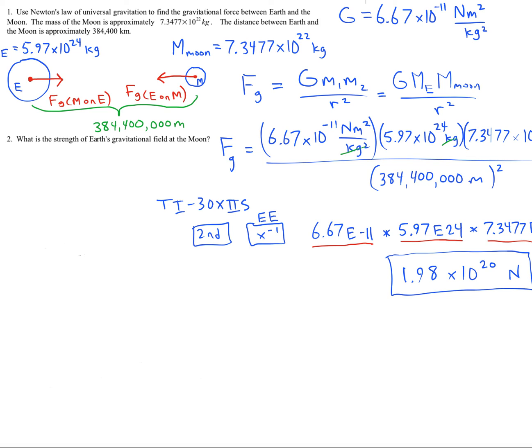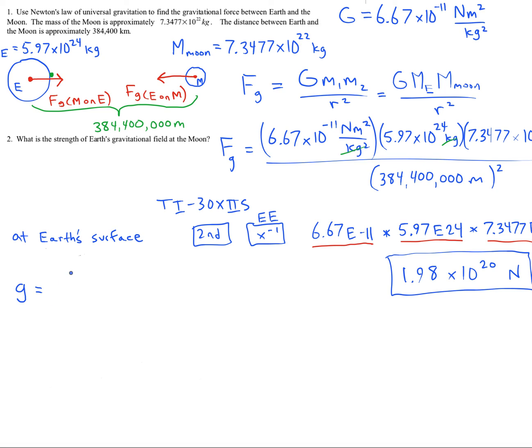Next, we're asked to find the strength of Earth's gravitational field on the Moon. Now, just for fun here, let's try to find the value for g here on Earth's surface, and then we'll compare it to the field strength way out at the Moon. Now, what do I mean by the field strength at Earth's surface? I mean if we're located right here.